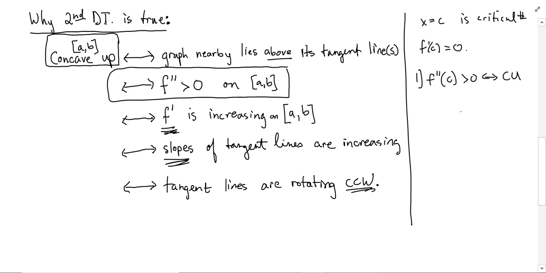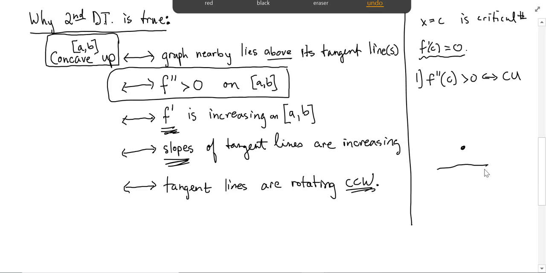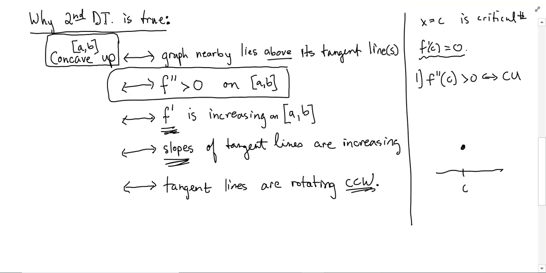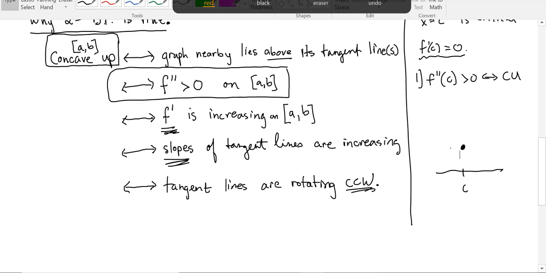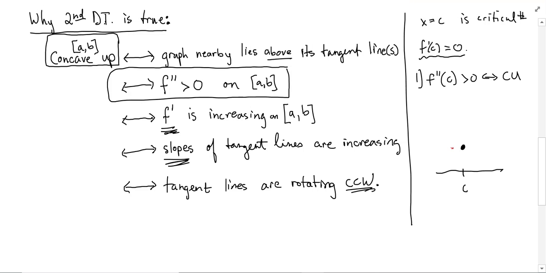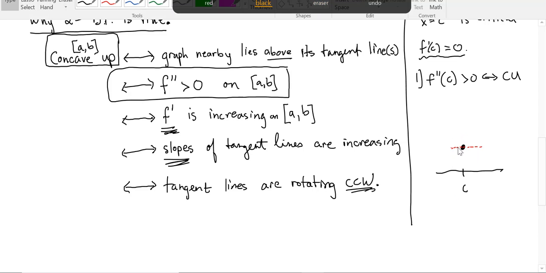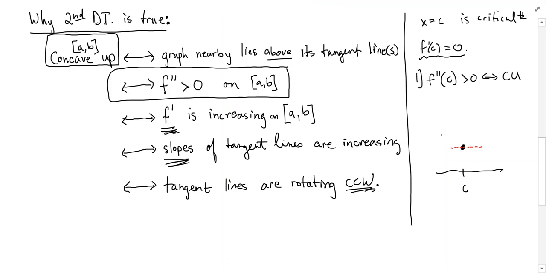If the graph is concave up and the derivative is 0, we're in exactly this scenario. I think we drew a picture like this in class Tuesday. If this is x equals c, the graph passes through this point. The tangent line there is horizontal because the derivative is 0. But the graph is concave up because of the second derivative being positive. That forces this sort of picture, and so we have a local minimum at c.